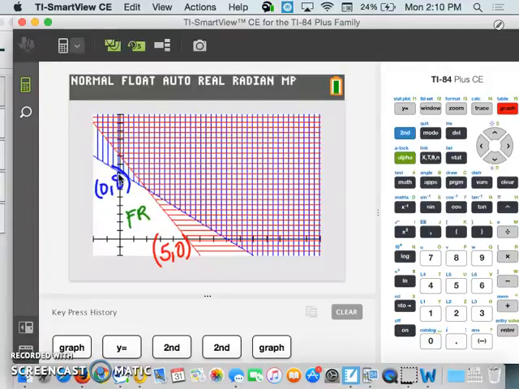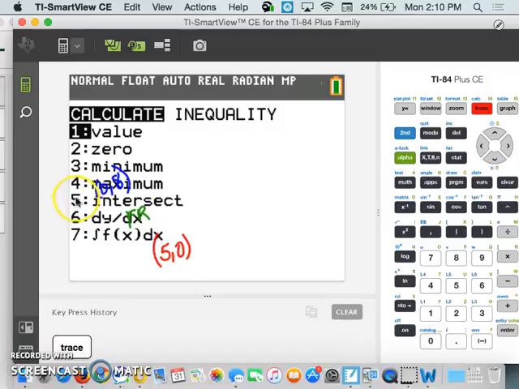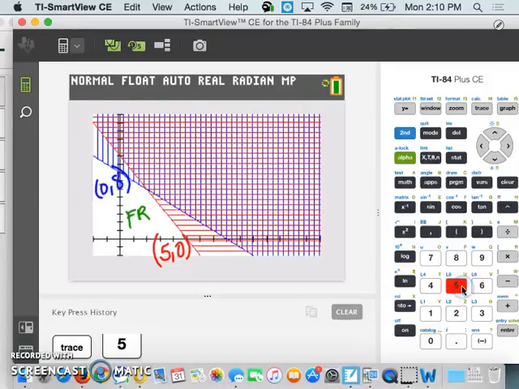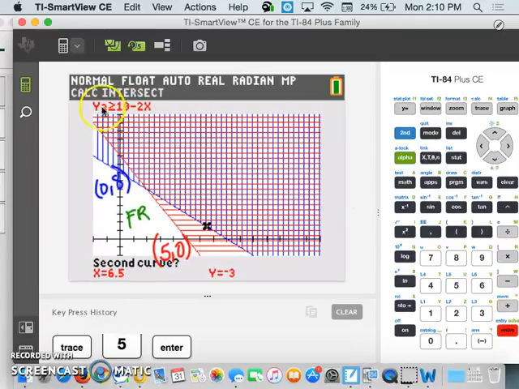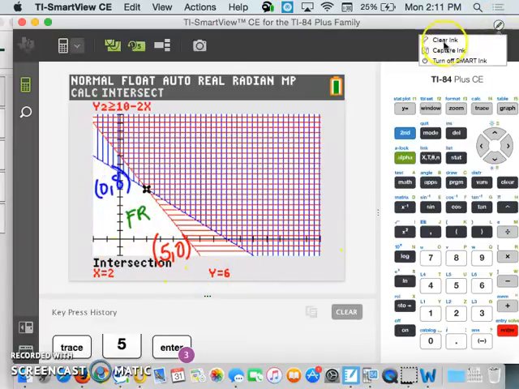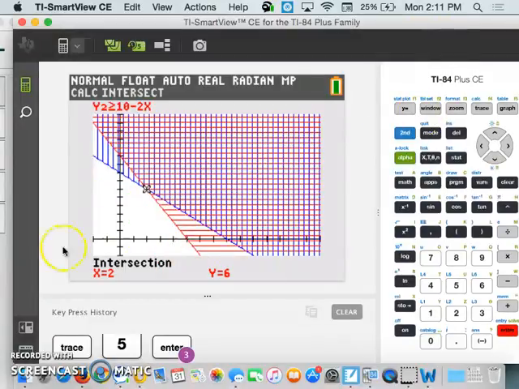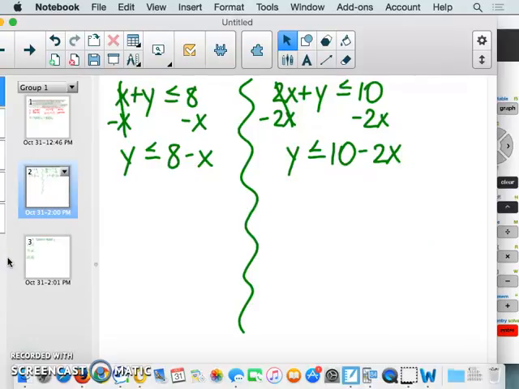And then the intersection point is this point right here, and we can do that. We can do second, calculate. The intersection is number 5. So we're going to calculate the intersection of y1, yes, and the intersection of y2, yes. We want it to guess, yes we do, so we push enter. And the intersection is 2, 6. So 0, 8, 5, 0, and 2, 6, those are the corner points for this particular linear programming problem.